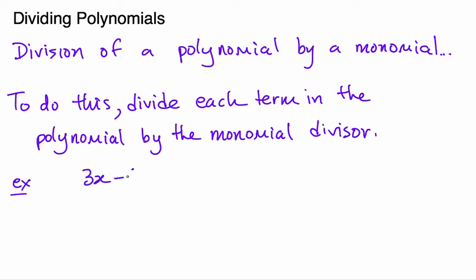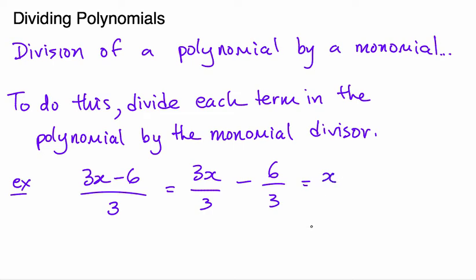So if you have something like 3x minus 6, that's a polynomial. It's a special one called a binomial, and you divide it by the simple monomial 3. What you're really doing is taking the first term and dividing it by 3, and then taking the second term and also dividing it by 3. 3x divided by 3 is just 1x, and we don't write the 1. 6 divided by 3 is 2, and you have your answer. When you get good at this, the step here isn't needed.